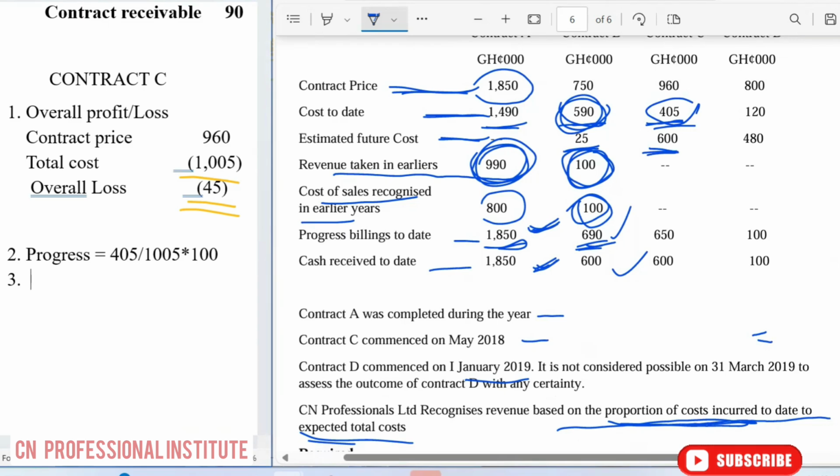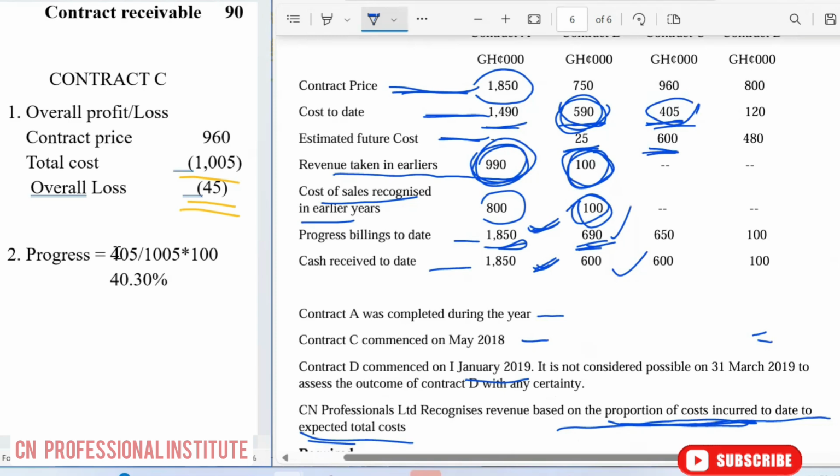Okay, so what do we get as the progress? 405 divided by 1,005 times 100 should give us something like 40.30%. Okay.